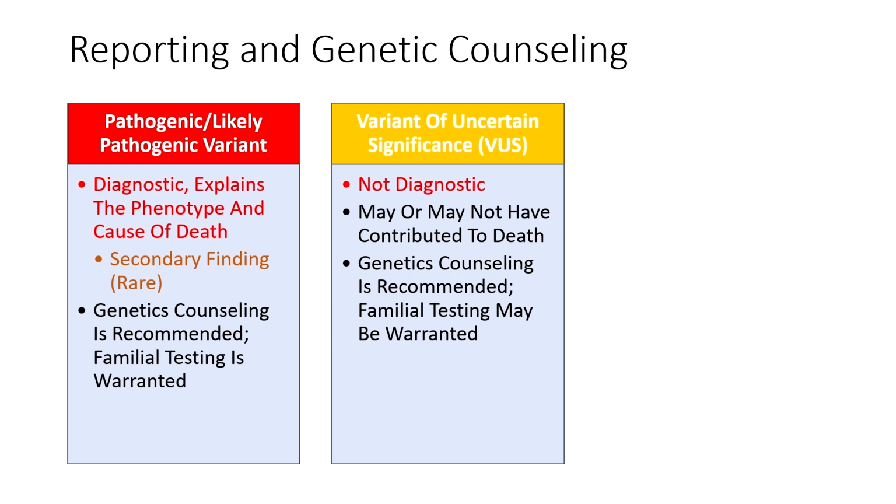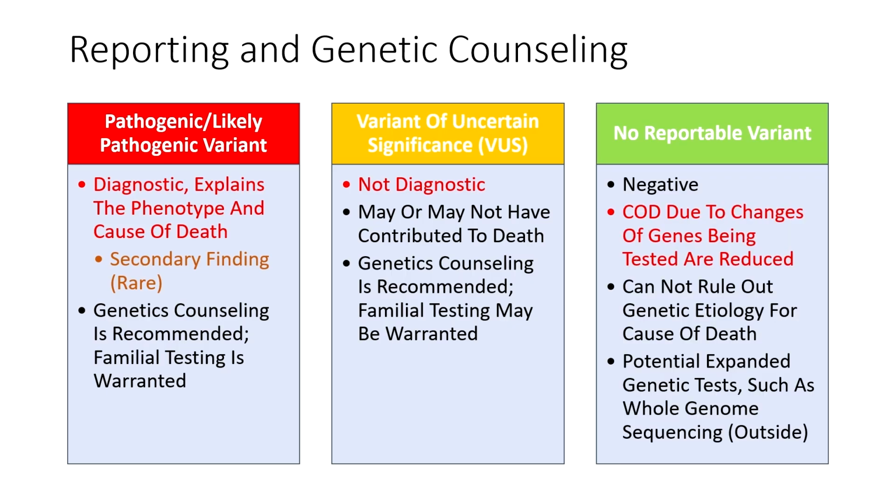And the third type is no reportable variants. It is a negative report. Cause of death due to changes in the genes being tested is reduced. However, it cannot rule out genetic etiology for cause of death, and potential expanded genetic tests, such as whole genome sequencing, may be warranted.